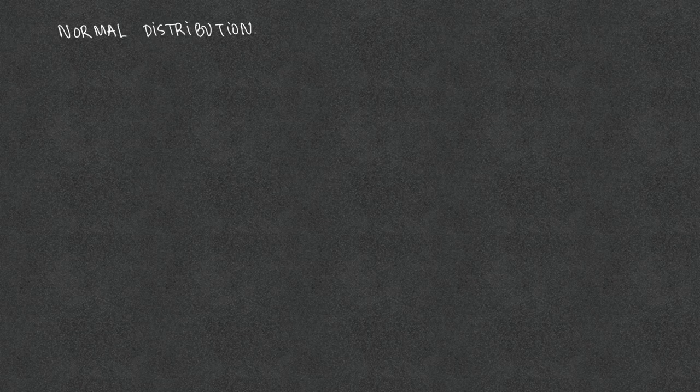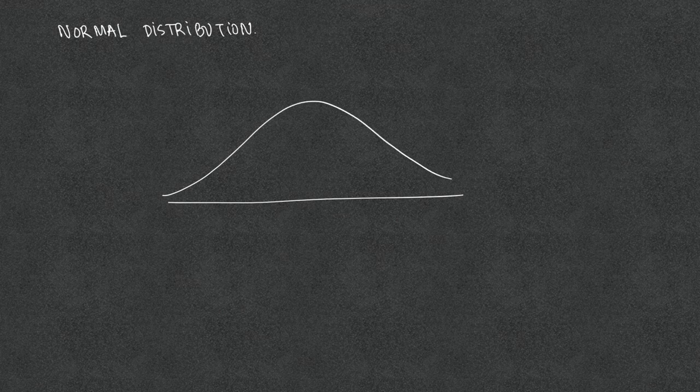Normal distribution. The graph of a normal distribution has a bell-shaped curve with one peak. The mean mu is located in the center of the graph, straight down from the peak. We can go to the right 1 standard deviation, 2 standard deviations, 3 standard deviations, and to the left 1 standard deviation, 2 standard deviations, 3 standard deviations.